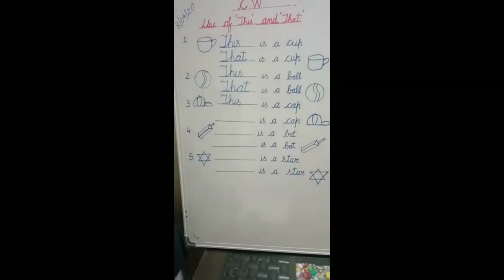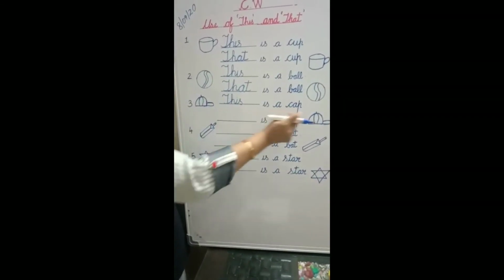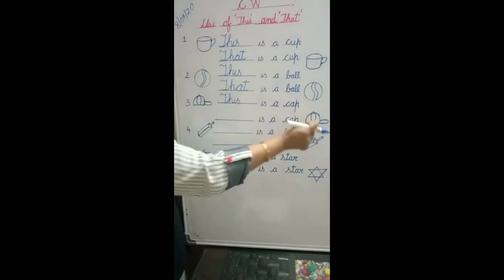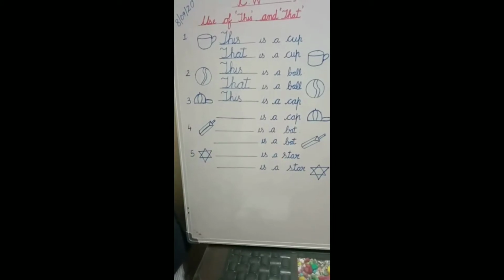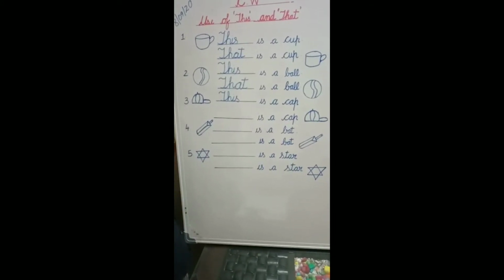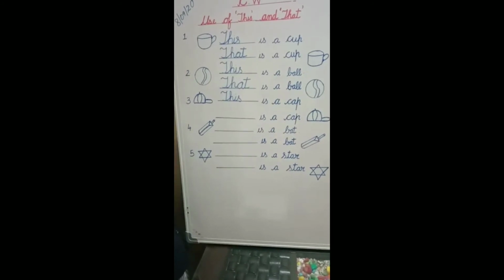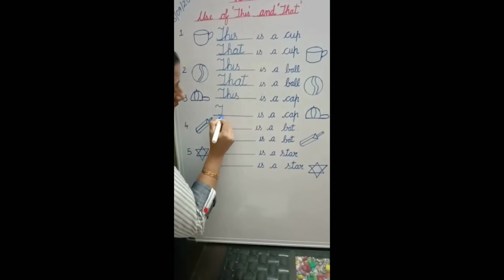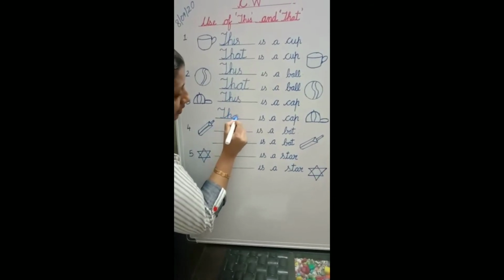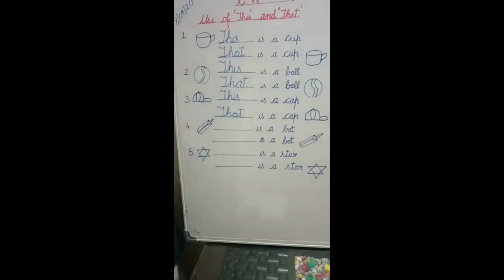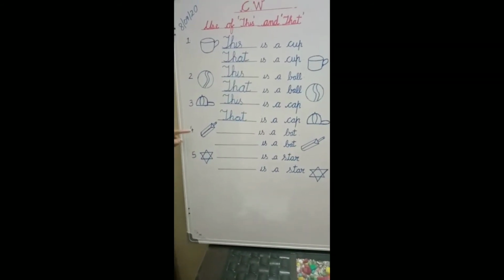Cap. Now again look here. Where is the cap? It is very far from ma'am. The cap is very far away from ma'am. So in that case, what are we going to write? We are going to write that. Very good. Everyone knows now. What are we going to write here? That. That is a cap.